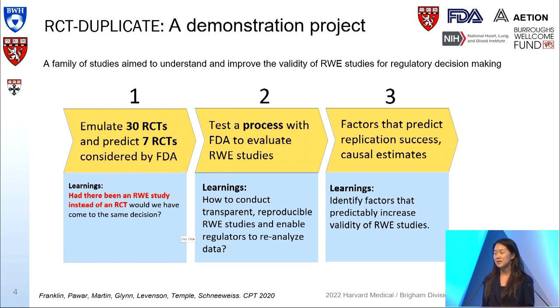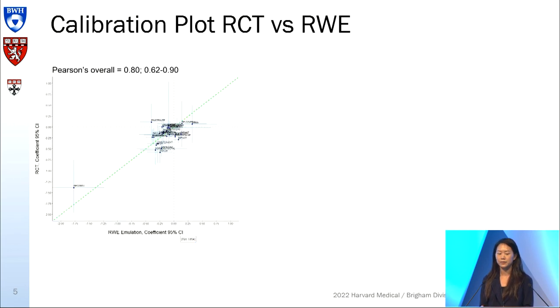The second aim is to test a transparent and reproducible process with the FDA for evaluating database studies. And the third is to look at factors that predict concordance. For this, we had 3 binary agreement metrics, as well as looking at a correlation coefficient overall.